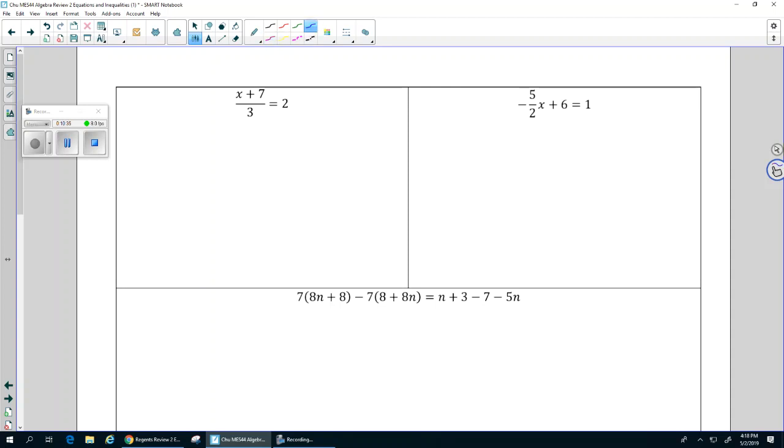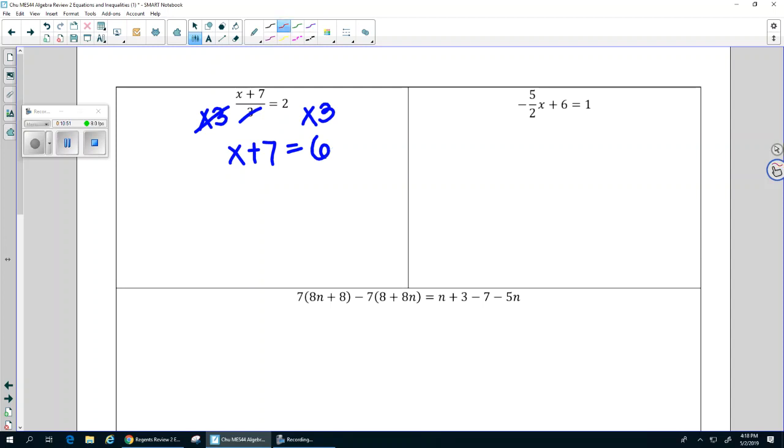So for this first problem, the first thing we want to do is get rid of the divide by 3, and we're going to do that by multiplying by 3 on both sides. You'll get that multiply by 3 and divide by 3 cancels out. So I get x plus 7. And on your right side, you get 2 times 3, which is 6.